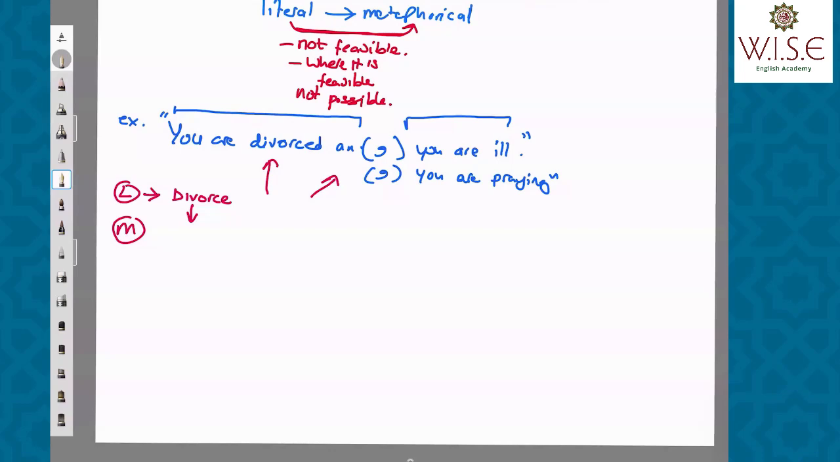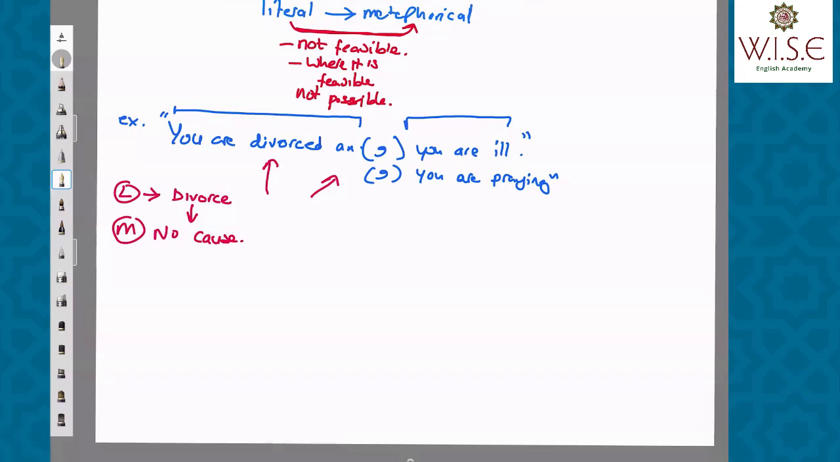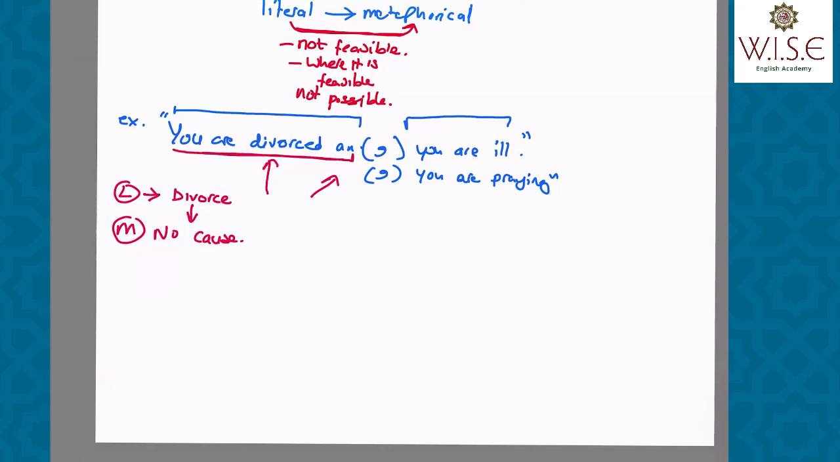Well, there's no reason. There's no cause. There's nothing to tell us to go to it. It's still feasible to say you are divorced and you are ill. Right? So divorce will take place. It's not "you are divorced when you fall ill", it's "you are divorced". The divorce will take place.